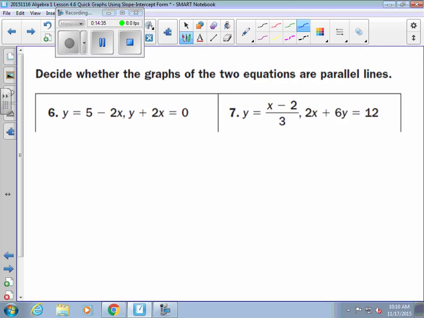Number 6 says y equals 5 minus 2x and y plus 2x is equal to 0. Decide if those two are parallel. Take 1 minute and decide whether those two are parallel. Remember, parallel lines have the same slope.